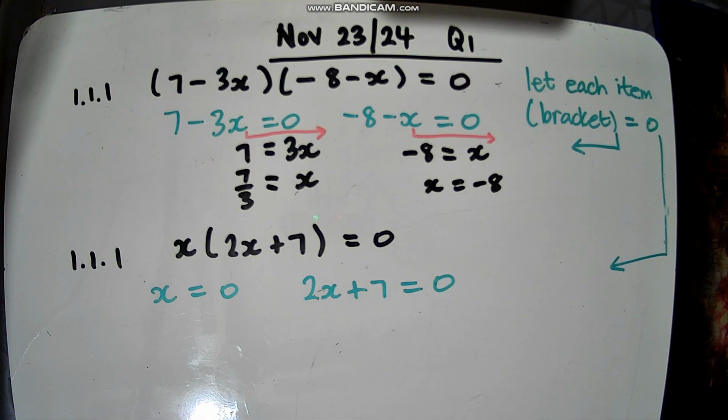Same thing for the 1.1.1 below. Notice that the x is already 0, and then we let the brackets equal 0. So we'll have to take the plus 7 over to the other side. Now we have on the left 2 times x. The opposite of multiplying is divide. So on the right hand side, it becomes divide by 2. And now you have the answers. x is equal to 0 and x is equal to negative 7 over 2.